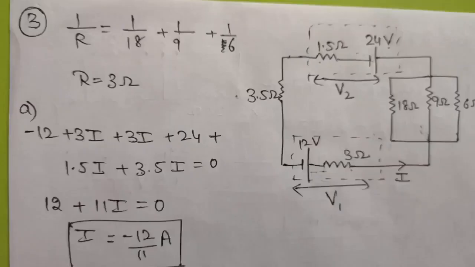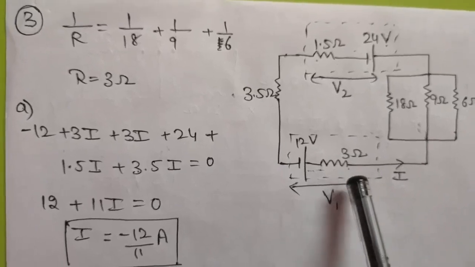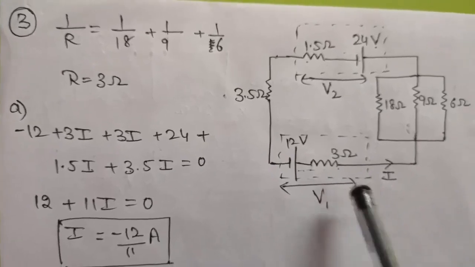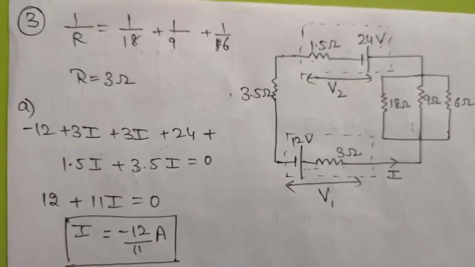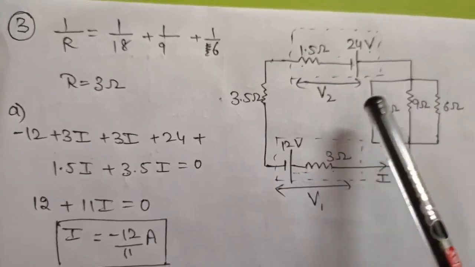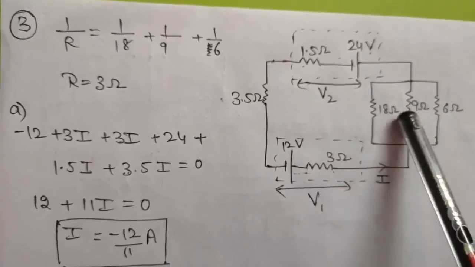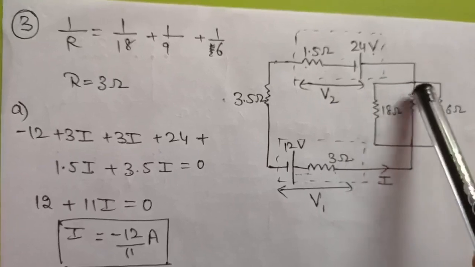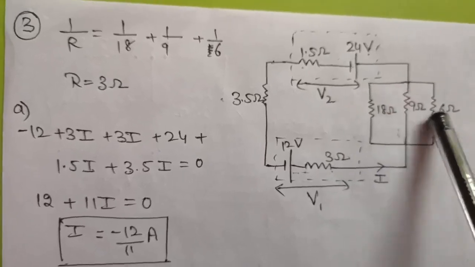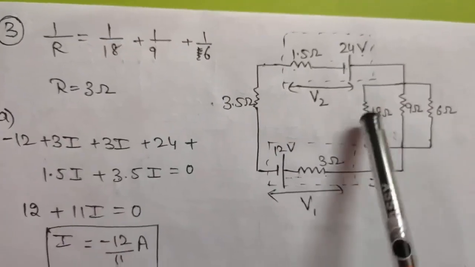Okay, so in third question you are given this circuit. And in first part, you have to calculate the current in this circuit. Okay, so to calculate current, let us calculate the equivalent resistance of these three resistors first. So as you can see, all the three are connected in parallel because both their ends are connected. So using the formula of parallel, you will get the equivalent resistance to be 3 ohms for these three resistances.